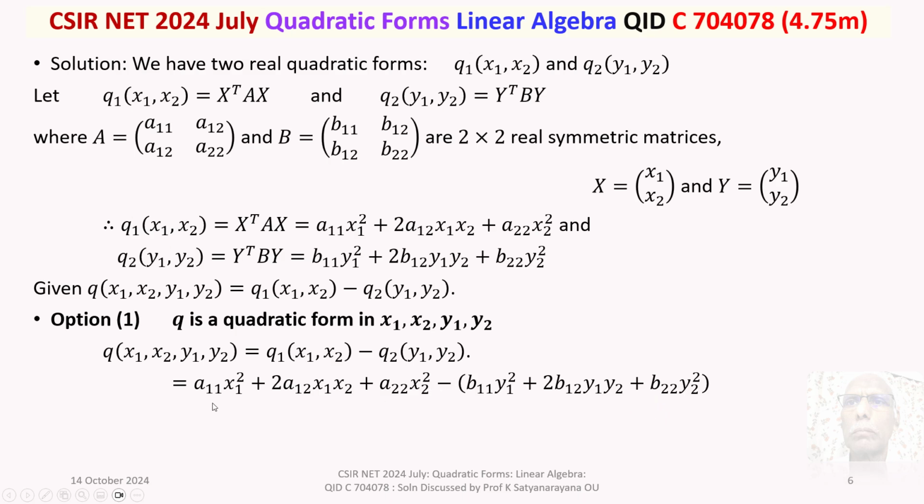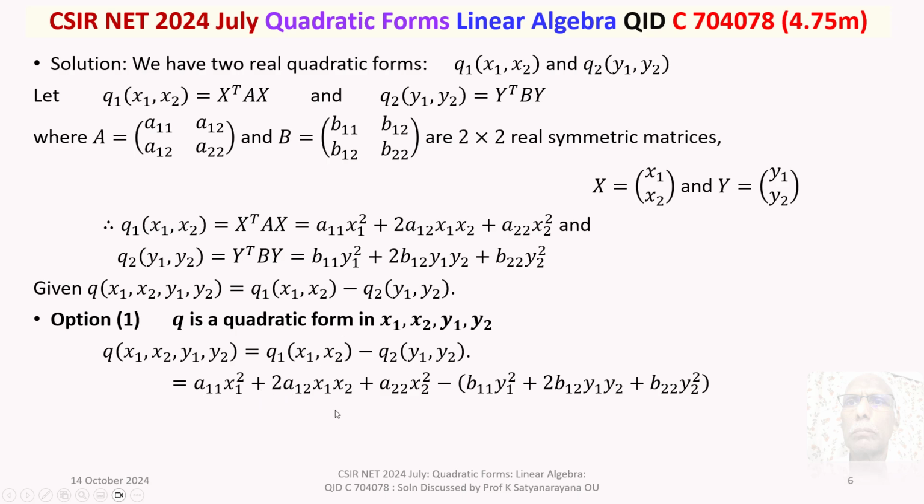It is a quadratic form in 4 variables x1, x2, y1, y2. It is a homogeneous polynomial of degree 2 in 4 variables x1, x2, y1, y2. That is precisely the definition of the quadratic form.